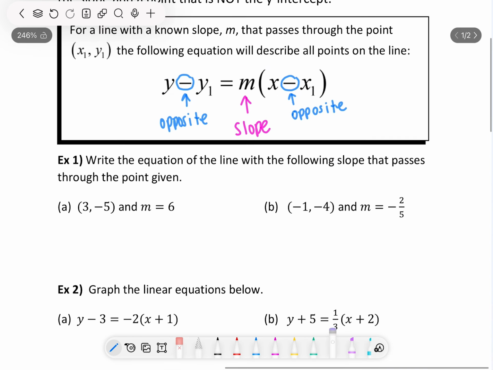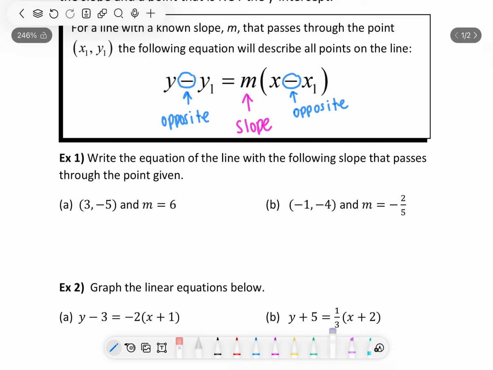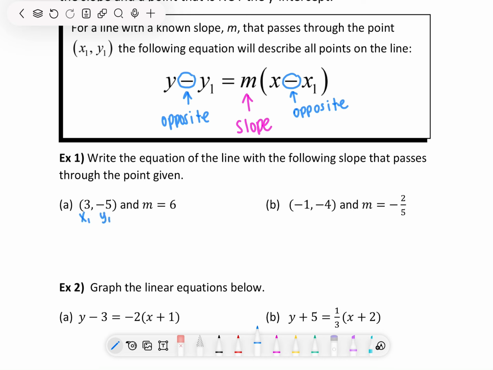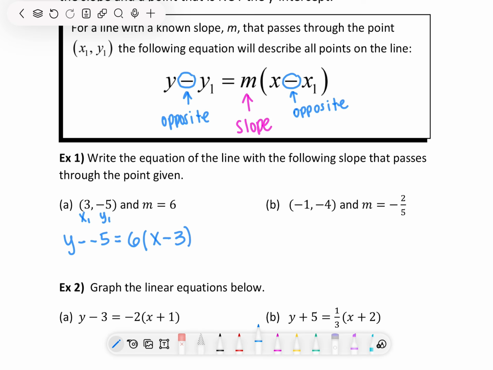Taking a look at example 1: write the equation of the line with the following slope that passes through the point given. I'm going to label my point, x1, y1, and our slope is m equals 6. So it's going to be y minus y1, so y minus your y1 value, which is -5, is equal to m, which is your slope, 6. Parentheses, x minus your x value, so x minus 3. If you have any double negatives, you're going to want to change that into a plus sign. So y plus 5 is equal to 6, parentheses, x minus 3.